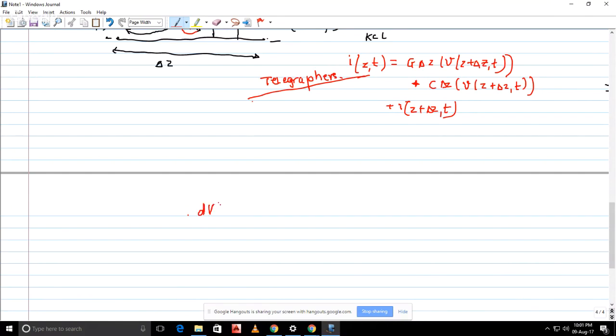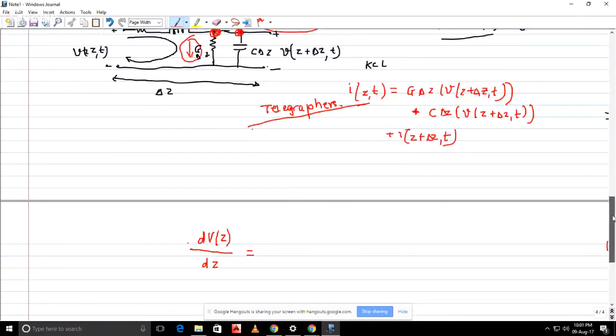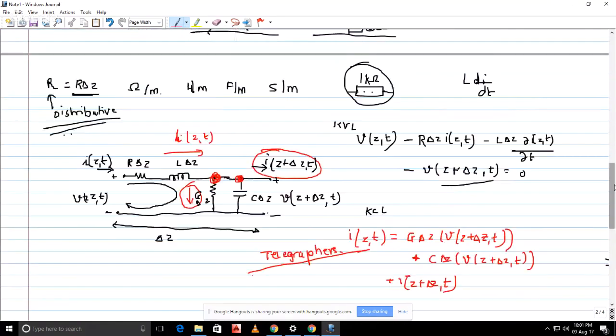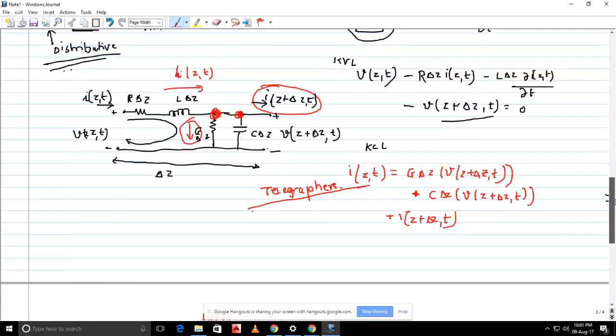dV of z, because I'm considering only the space part, upon dz, which is equal to, fine, minus, now where am I getting these derivatives? That is a very big question. Where am I getting these derivatives? Okay, fine, let us get the derivatives.